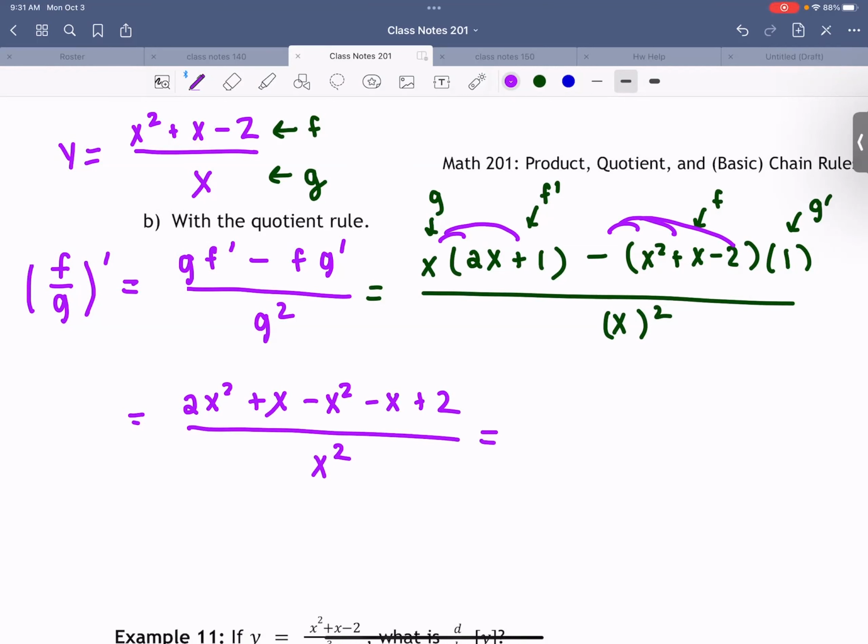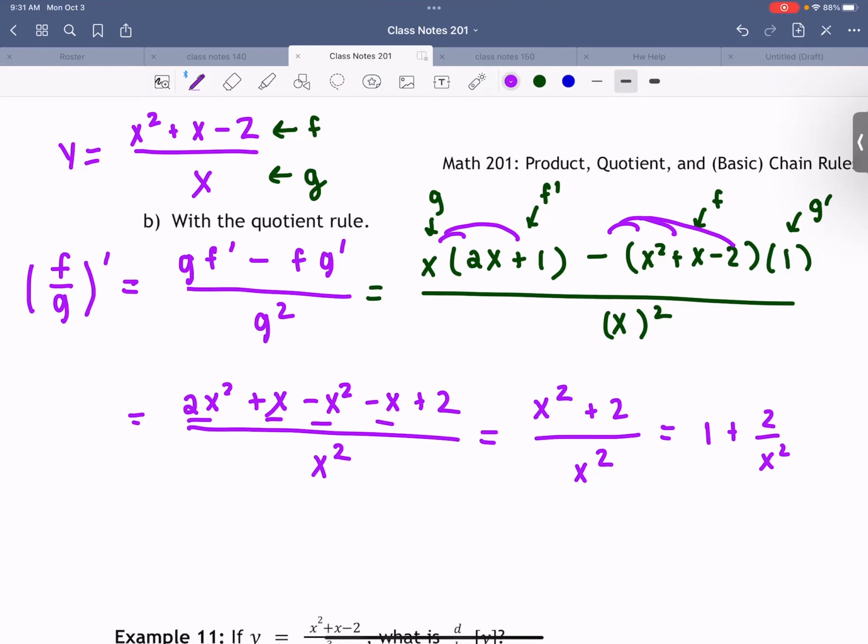Okay. Looks like we're left with 2x squared minus x squared is just x squared. We have a plus and minus x that cancel each other out, and we're left with a 2 over x squared. Okay. And of course, if you wanted to split up the fractions, you'd be left with 1 plus 2 over x squared, which is what we got in part A.